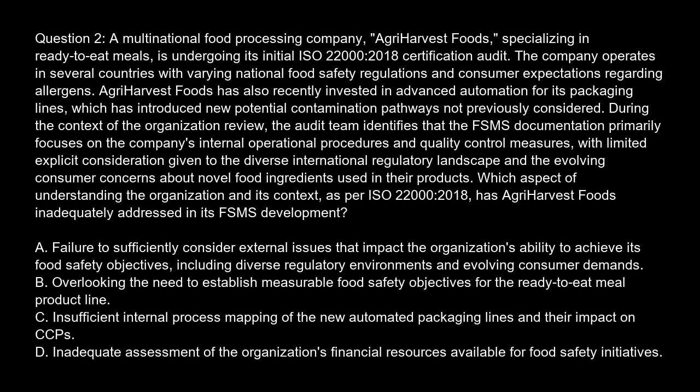Option A. Failure to sufficiently consider external issues that impact the organization's ability to achieve its food safety objectives, including diverse regulatory environments and evolving consumer demands. Option B. Overlooking the need to establish measurable food safety objectives for the ready-to-eat meal product line. Option C. Insufficient internal process mapping of the new automated packaging lines and their impact on CCPs. Option D. Inadequate assessment of the organization's financial resources available for food safety initiatives.